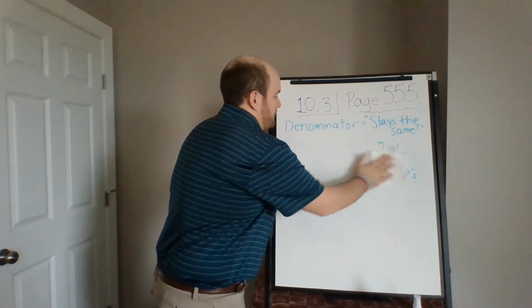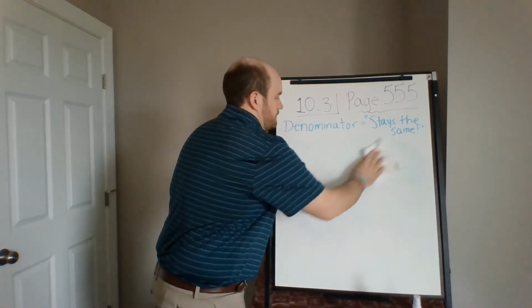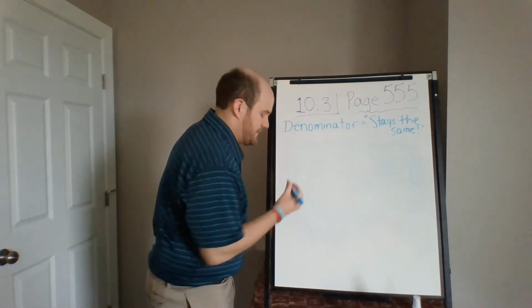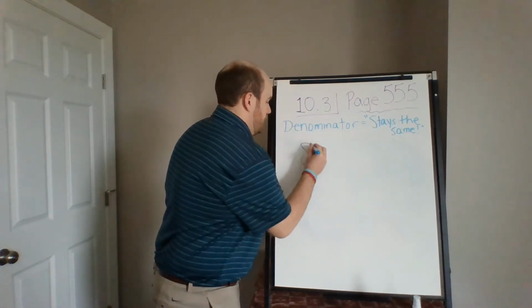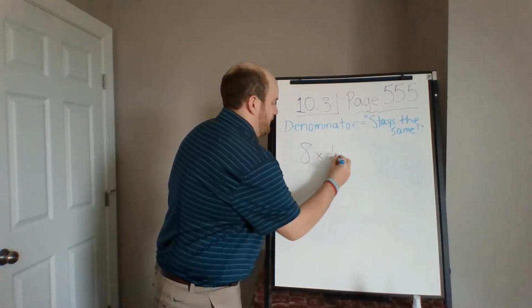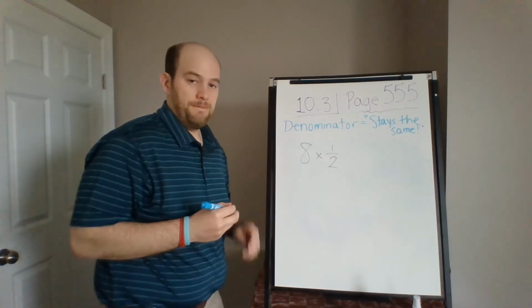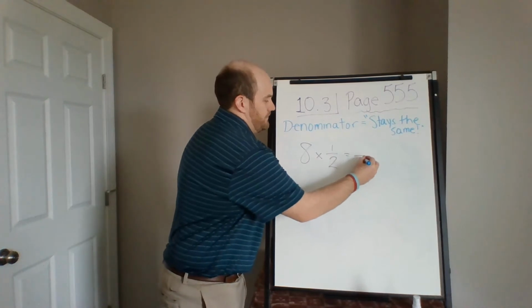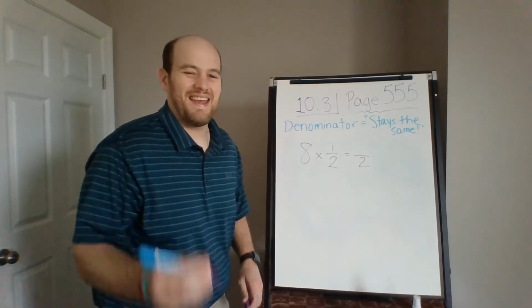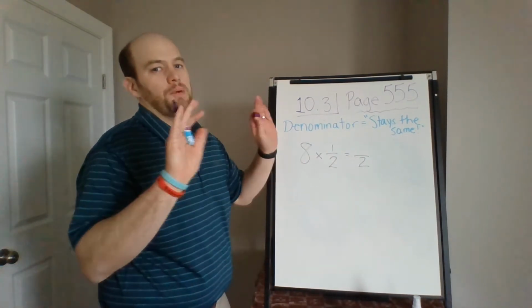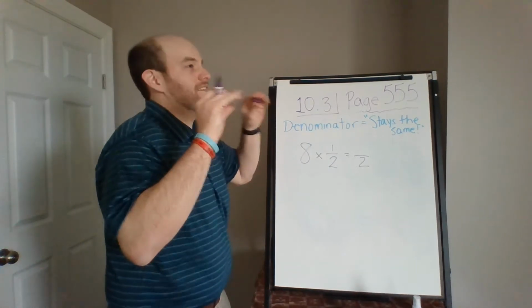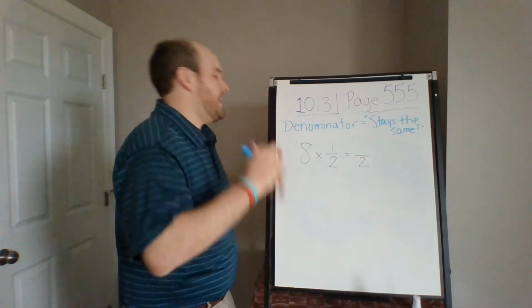We are going to skip number 2, and we're going to go to number 3. It says 8 times 1/2. Okay, so 8 times 1/2. Well, my denominator doesn't change. That stays the same. What is 8 times 1? Everybody should be screaming it out. Hopefully not too loud, but 8 times 1 equals 8.